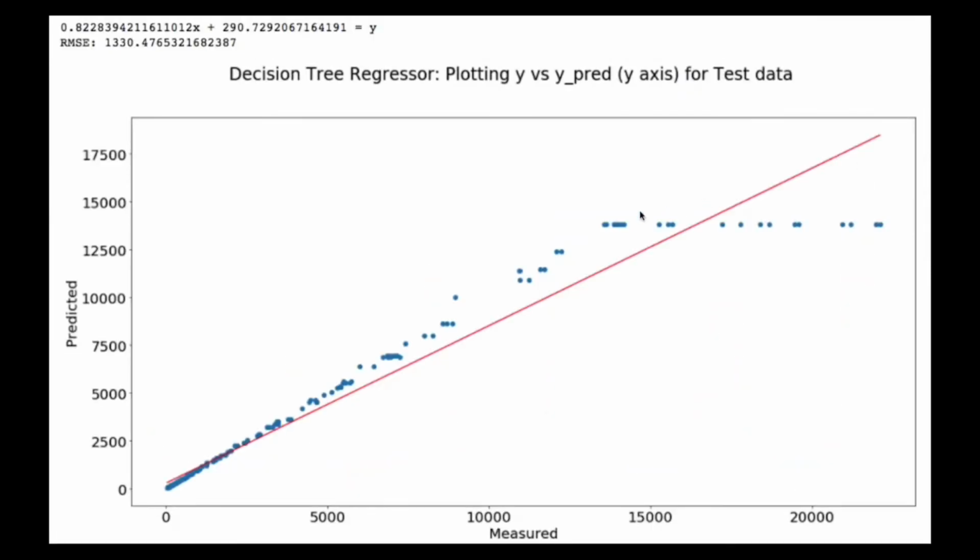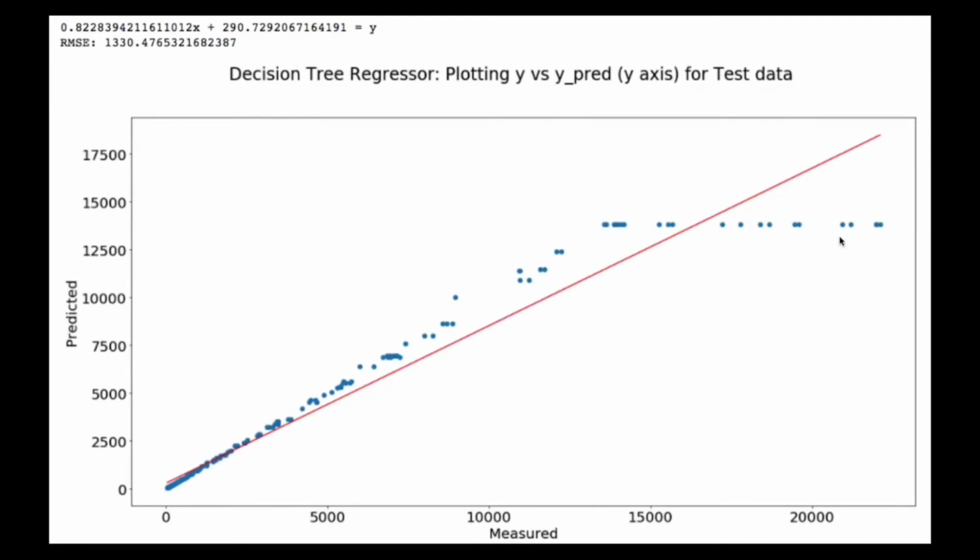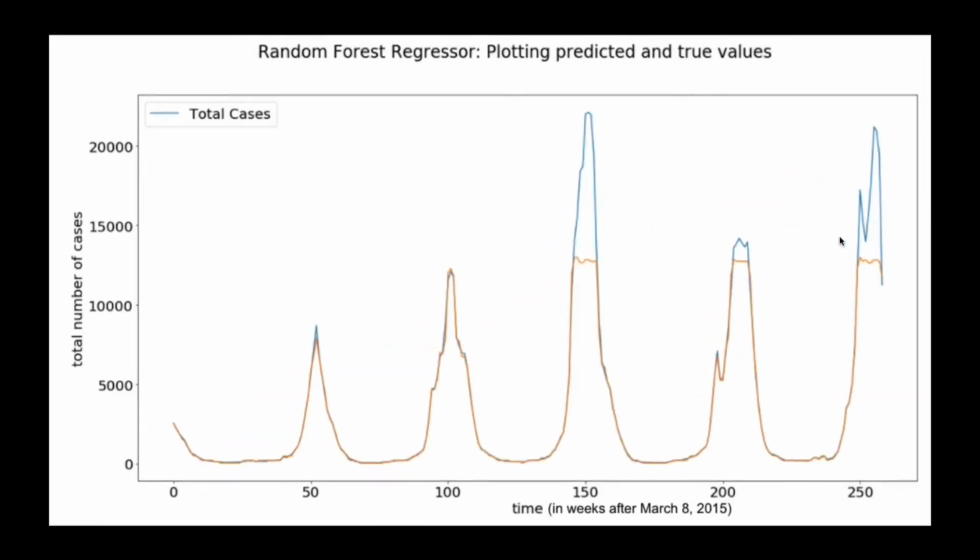However, these two graphs show that the predicted values seem to cap off at about 13,000 cases. This means that it's not an accurate model at all for predicting the peaks of a season, which is the ultimate goal of this program. So I decided to make a random forest regressor as well to see if I could make a more accurate model. The random forest regressor uses multiple decision tree regressors, so I thought that it would better predict the peaks and that it wouldn't cap at a certain value.